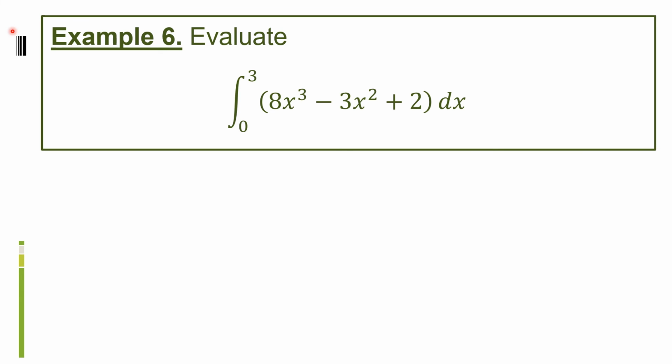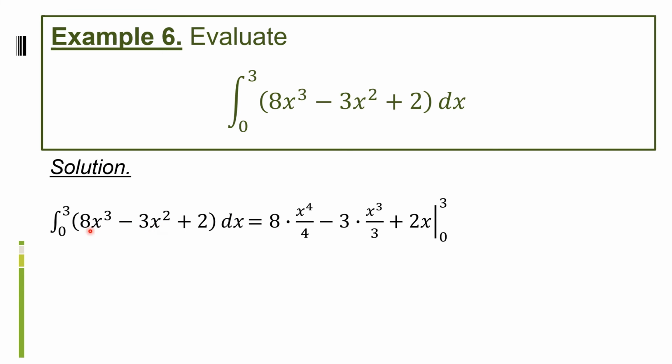Next, let's evaluate the definite integral from 0 to 3 of 8x cubed minus 3x squared plus 2 dx. Since we can take the definite integral of each term, we continue: we have 8 times x raised to 4 over 4 minus 3 times x cubed over 3 plus 2x evaluated from 0 to 3. We know that that is capital F of 3 minus capital F of 0.